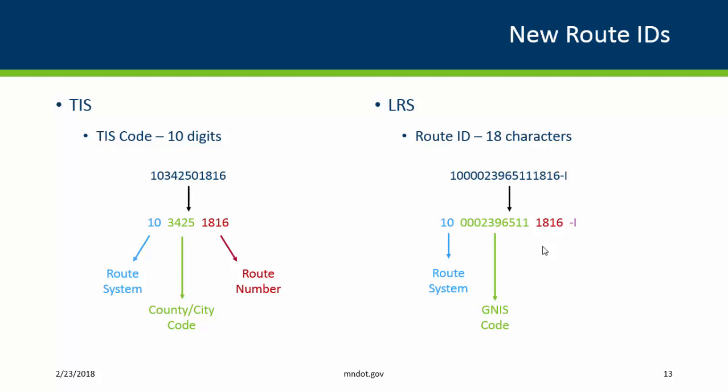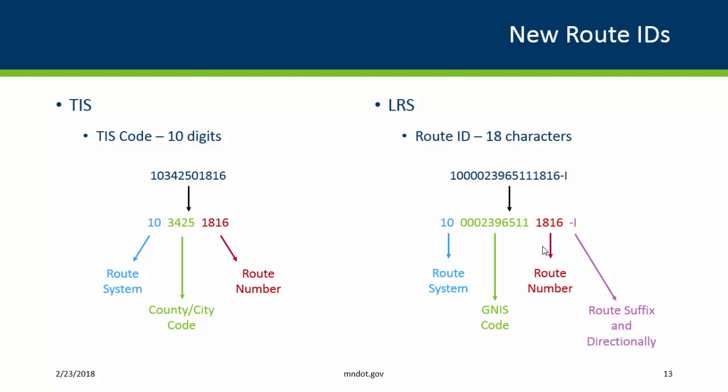The GNIS code stands for the Geographic Names Information System. It is set by the U.S. Geological Survey. So each jurisdiction has its own GNIS code. This is very similar to the county/city code from TIS. Once again, the third section is the route number, just like in the old TIS code. Where we start to differ really is the route suffix and the directionality.